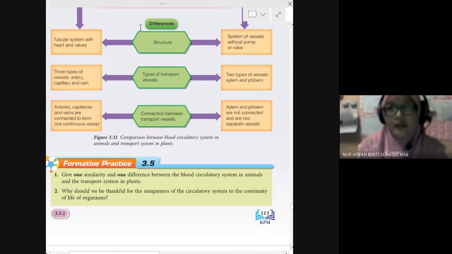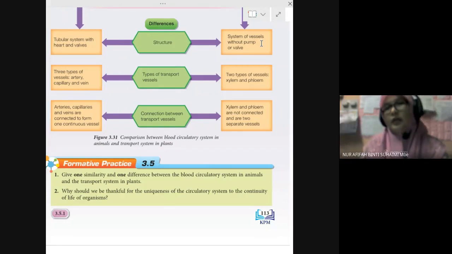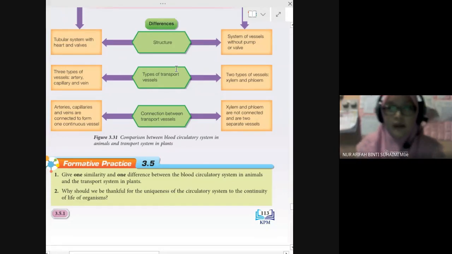The difference in structure. For humans, we have a tubular system: we have a heart, blood vessels, veins and arteries. But in plants, they only have vascular bundles. They don't have a heart, only vessels without pump or valve. The difference in transport vessels: artery, capillary and vein in humans; in plants, we have xylem and phloem.